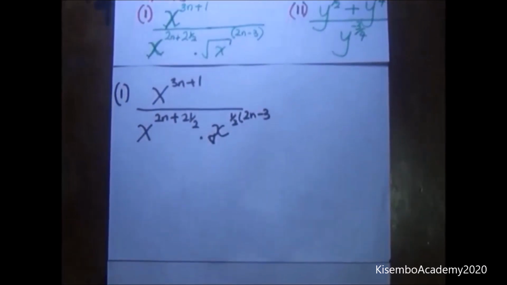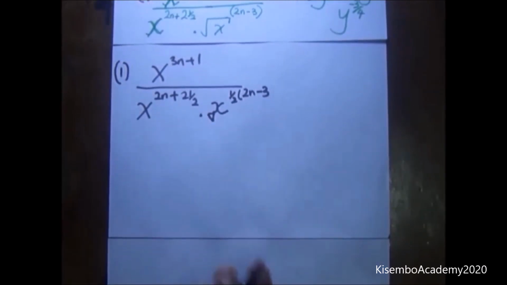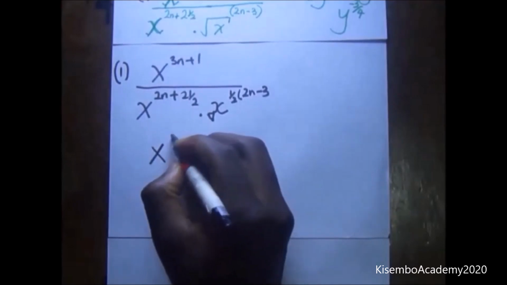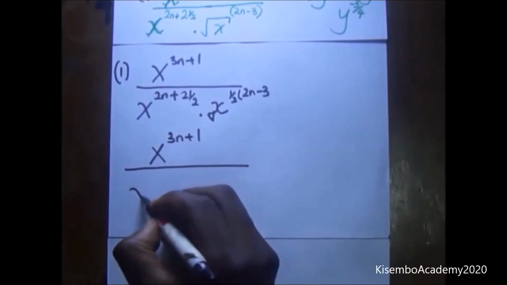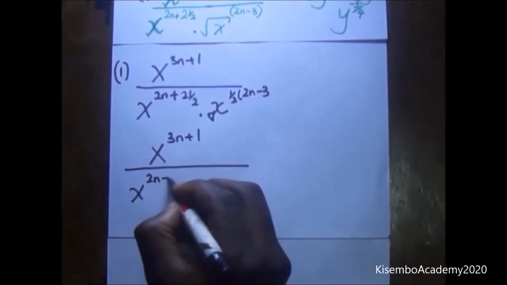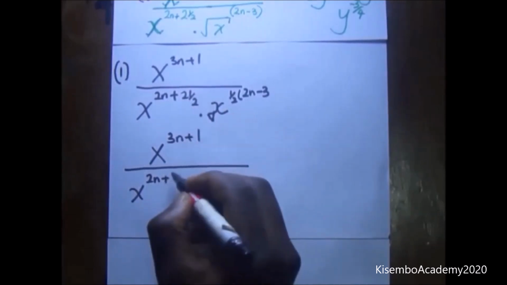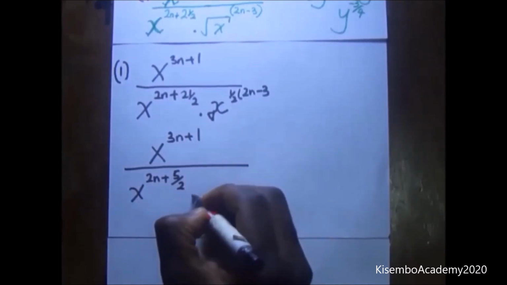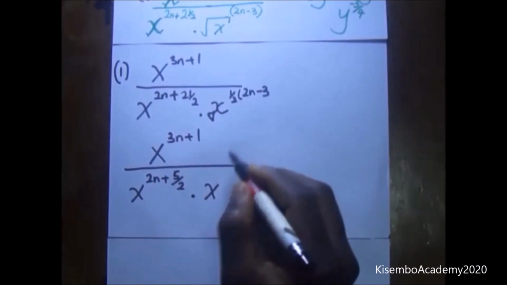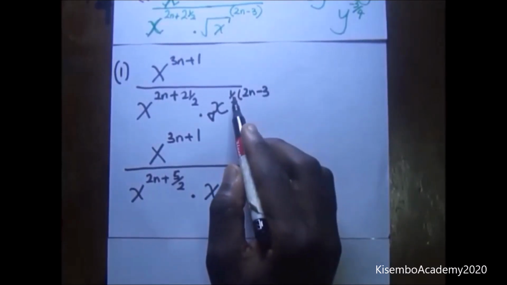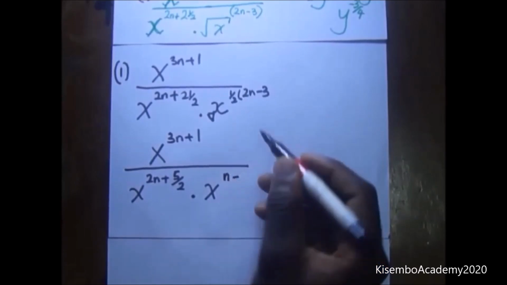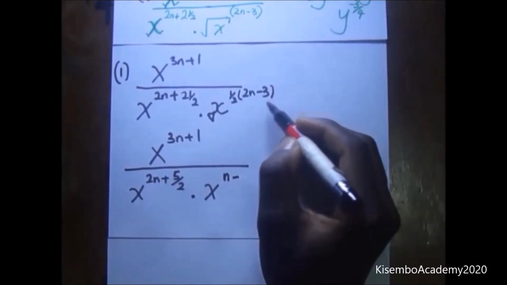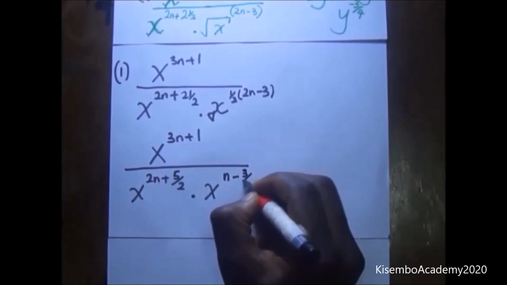So we continue. So that will be equal to x to the power 3n plus 1. Divide all that by x to the power 2n plus that is 5 over 2. Multiply that by x to the power, now that is a half times 2n is going to give us n, minus a half times negative 3 is going to give us 3 over 2.